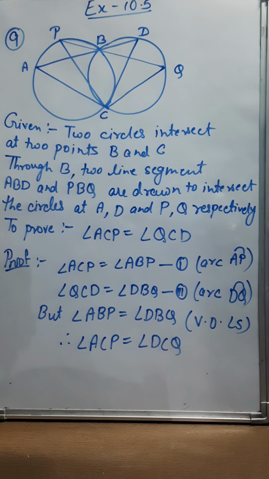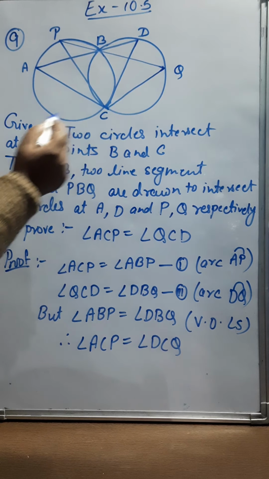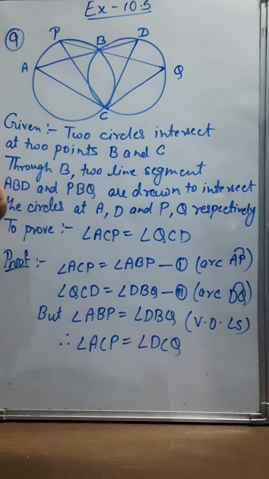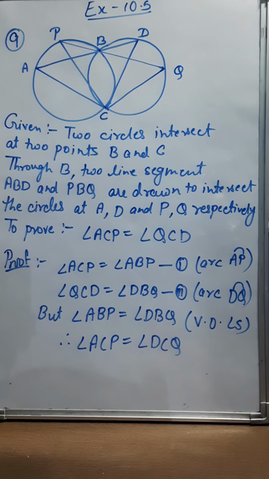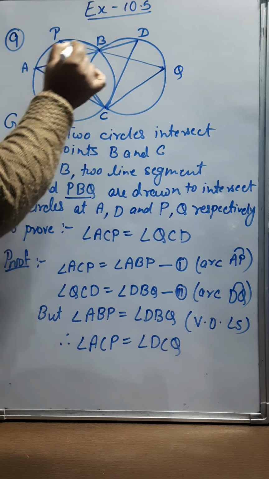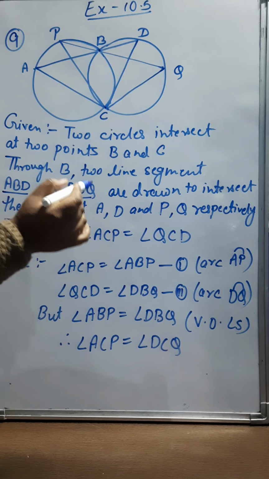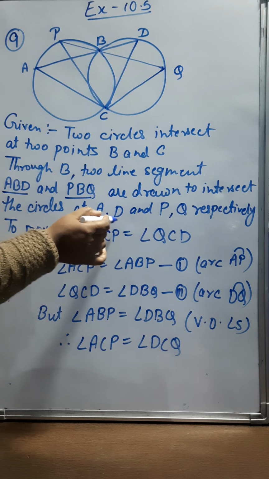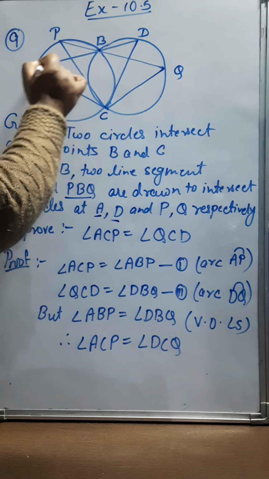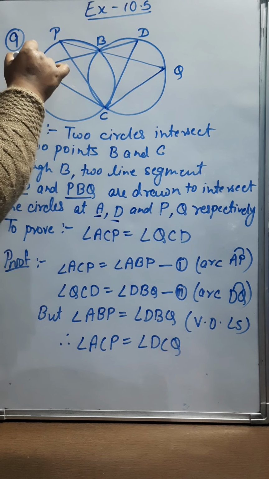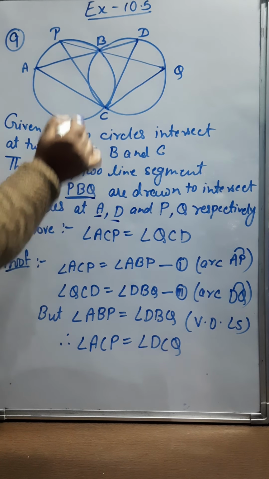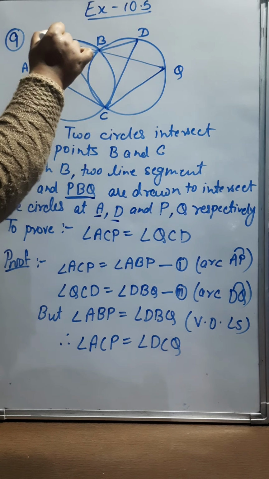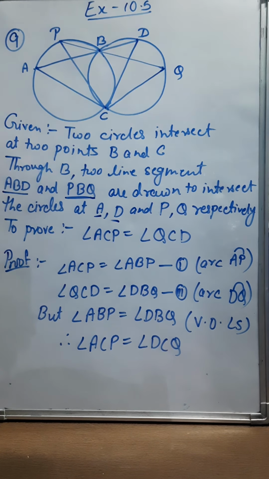Now question number 9. Question number 9 says two circles intersect at two points B and C. You can see here two circles are made which are intersecting at points B and C. Through B, two line segments ABD and PBQ are drawn to intersect the circles at A and D. You can see the line ABD intersects this circle at A and this circle at D. And the second line PBQ intersects this circle at point P and this circle at point Q.